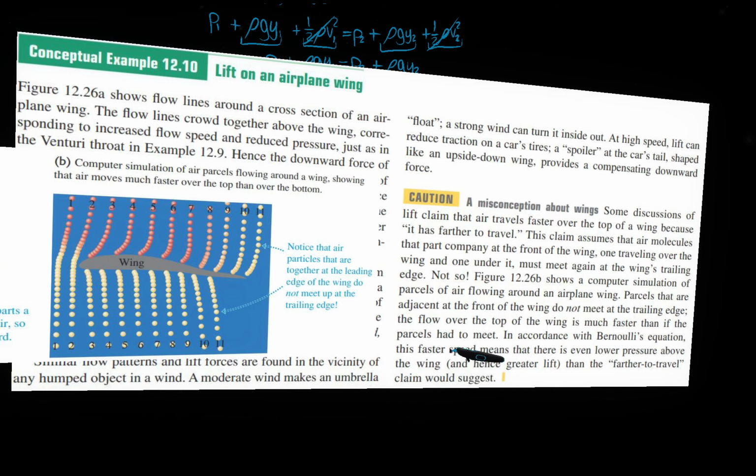So there you have it. There are a lot of misunderstandings of how wings generate lift, but a quick study of Bernoulli's equation and the physics of what's going on can dispel some of those.